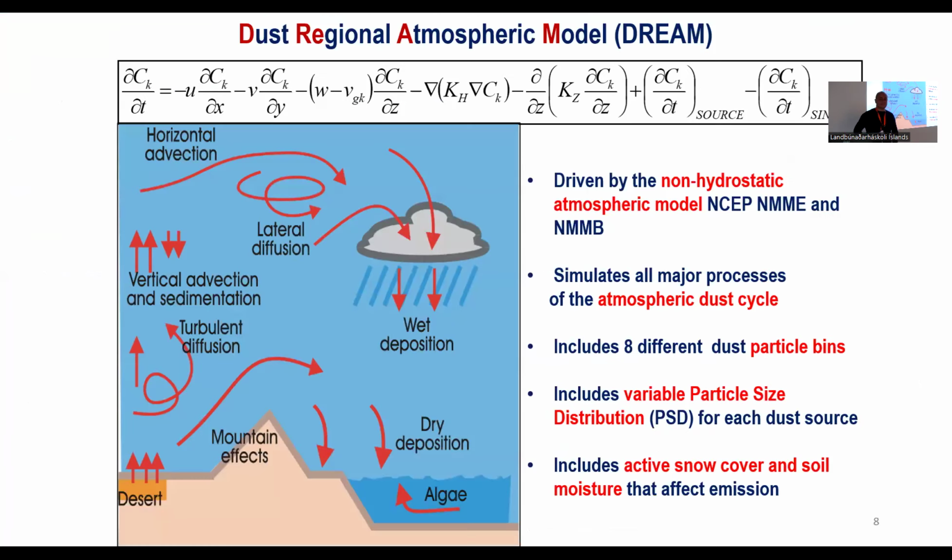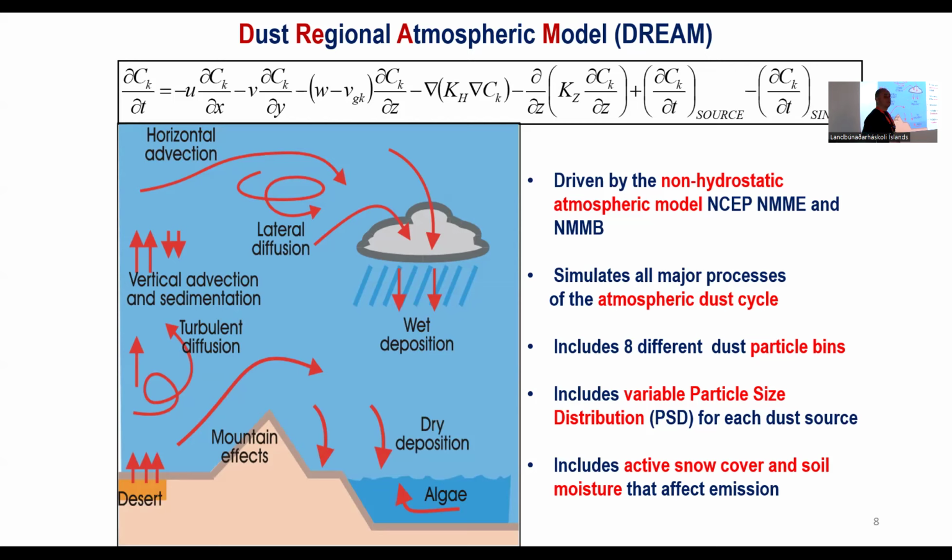This is the schematic representation of the model, in which the equation for dust concentration is solved in each model step and each grid point. The model is driven by the non-hydrostatic atmospheric model. It simulates all major processes like emissions from the ground, turbulent diffusion, dry deposition, wet deposition, and long-range transport.